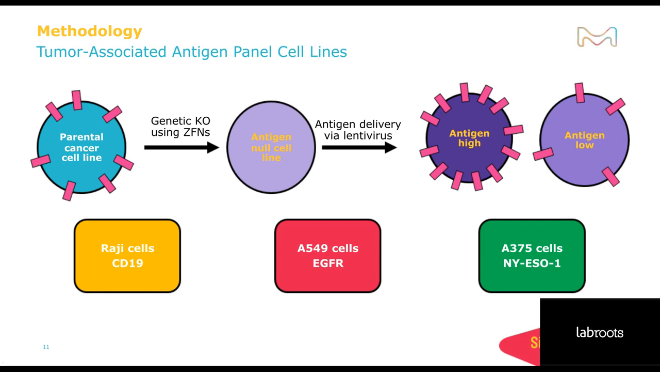The three cell lines that we chose to use for our three tumor-associated antigen panels that I will be presenting today include Raji cells, which are a B-cell lymphoma cell line that express the CD19 antigen of interest, A549 cells, which are lung cancer cell lines, which express EGFR, and A375 cells, which express the NY-ESO-1 peptide.